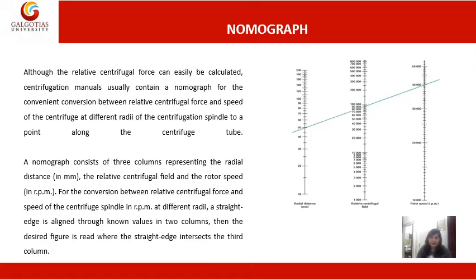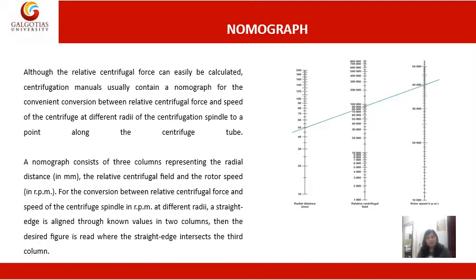As the name indicates, it is a graph that has three columns. In the first column, radial distance is given in millimeters. In the second column, RCF is given, and we know that RCF has no unit because it is the ratio of the applied centrifugal field of the centrifuge divided by the gravity constant. And in the third column, we have RPM, that is the speed of the rotor in rotations per minute. Now, we have already discussed what RCF is and we know the formula of RCF.